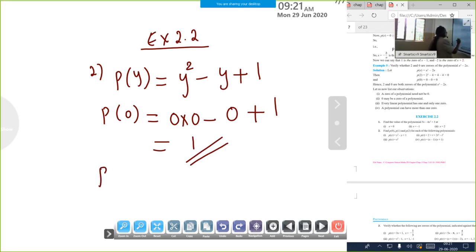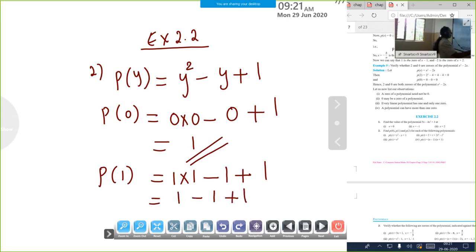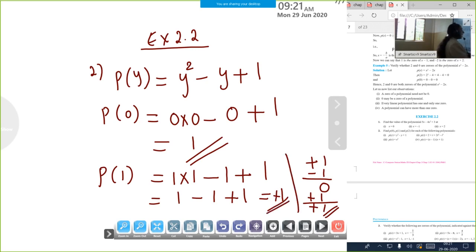Same polynomial, we need to find P of 1 also. P of 1 equals, substitute the value over there, y square, 1 into 1, minus y. What is the value of y? 1, plus 1. Then again, what is 1 into 1? 1 minus 1 plus 1. What's our final answer? If you just do it in the working column, plus 1 minus 1, the answer is 0. Again, the last term is plus 1. What is 0 plus 1? Is plus 1. So, what is our final answer? Is plus 1. Okay, children?